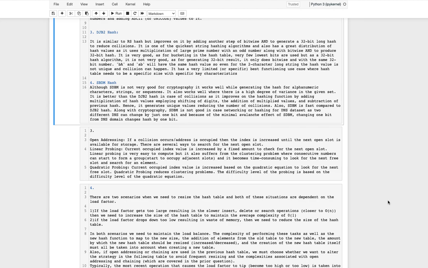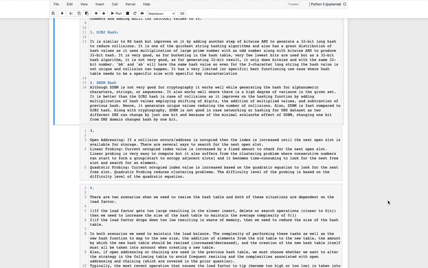If a collision occurs, the address is occupied, then the index increases until the next open slot is available for storage. There are several ways to search for the next slot. And also we have linear probing. The current occupied index value is increased by a fixed amount to check for the next open slot.